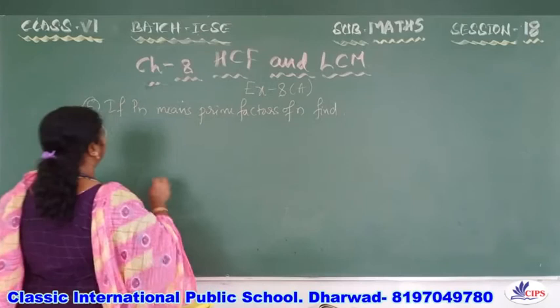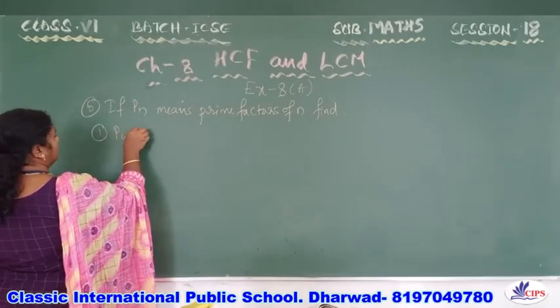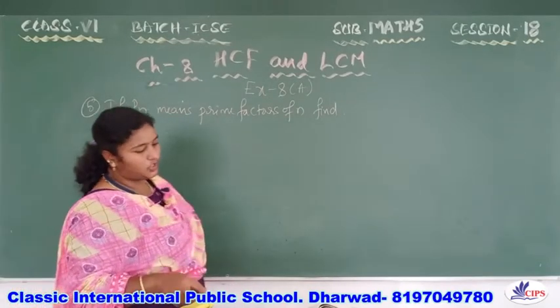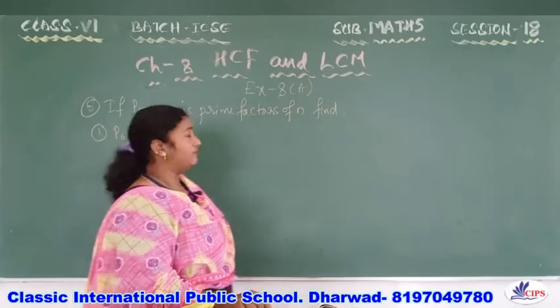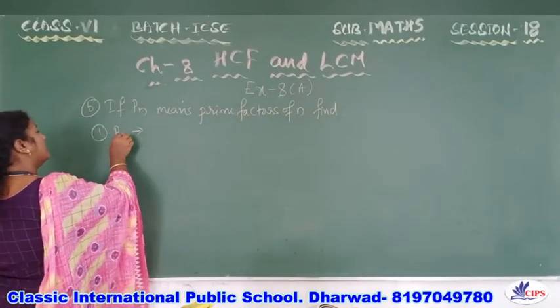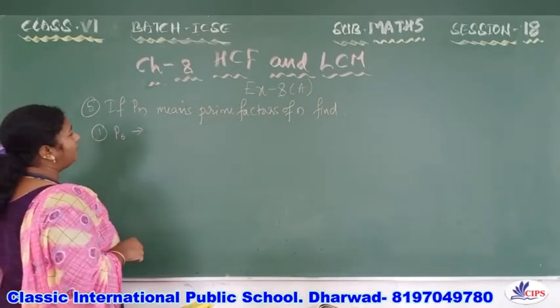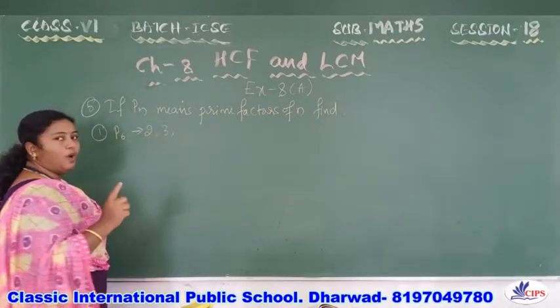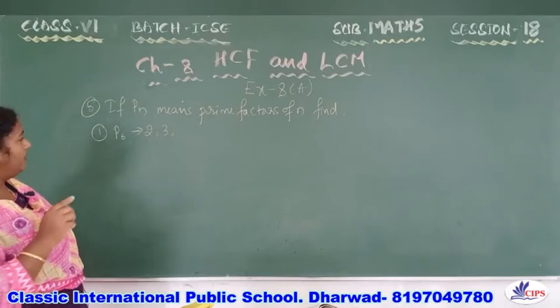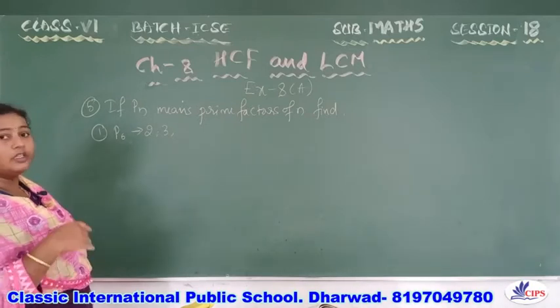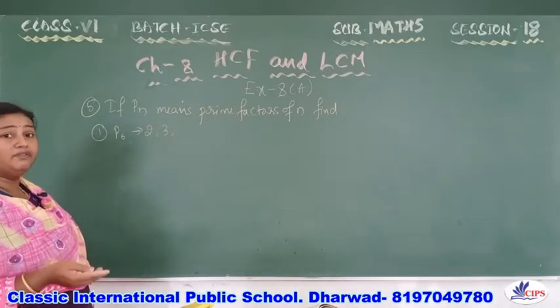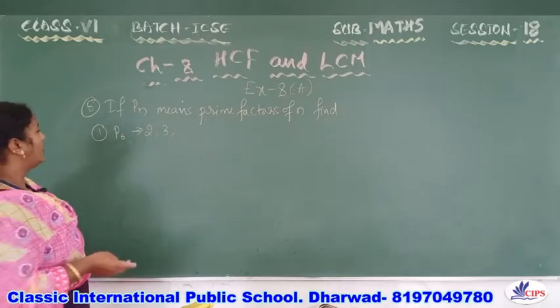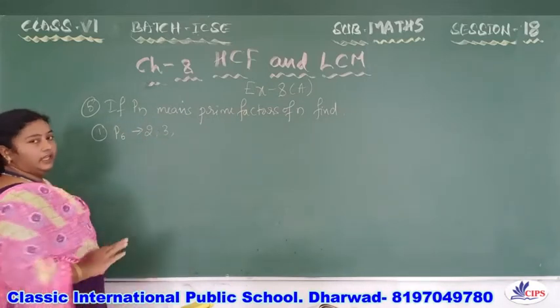So first one is P6. You have to write only the prime factors of 6. N is 6. So I will write 2, 3. 1, 2, 3, 6 are the factors of 6, but they told you to write only the prime factors of the given number. So you are writing only 2, 3.